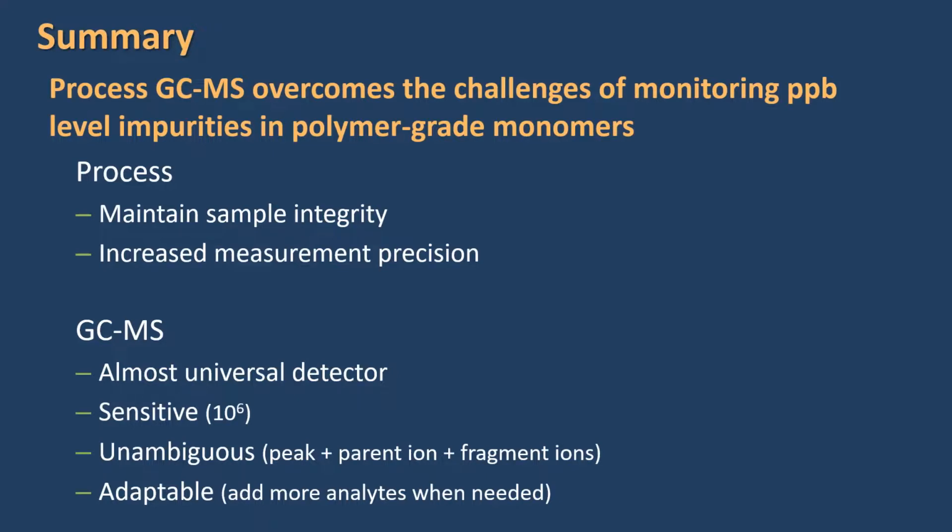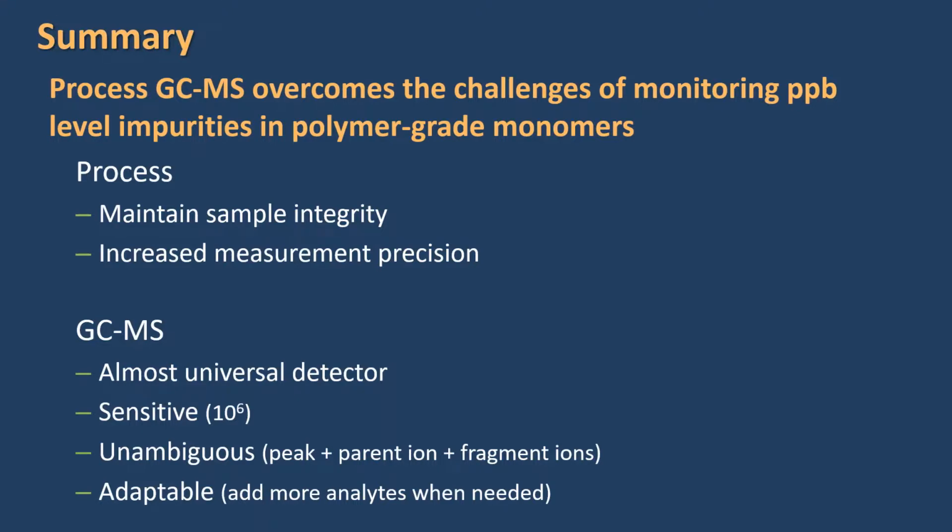GCMS, except for hydrogen and helium, is a universal detector, which is good. We can apply it to the list of analytes we've got today, but if something pops up next month, next year, we can easily add that to the list, modify the methods, and away we go. It's very sensitive, easily down to the part per billion, and it's got excellent dynamic range of 10 to the 6.